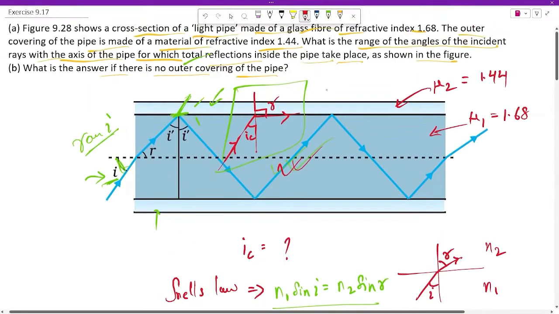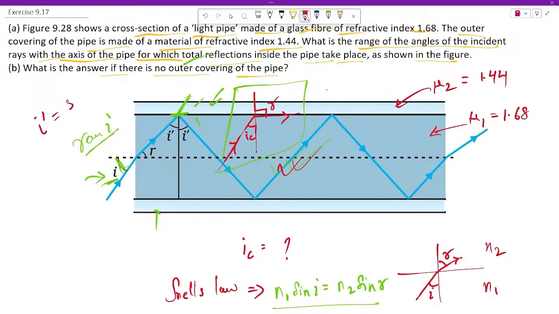So by now we have come to know that IC, that is I dash, must be at least 59 degree for the total internal reflection to take place. Now the minimum value of I dash is 59 degree. So in this triangle we can easily find out what should be the value of R so that total internal reflection takes place. That is, if this angle is 59 degree, then what would be the value of R? So we know that this is a right angle triangle.